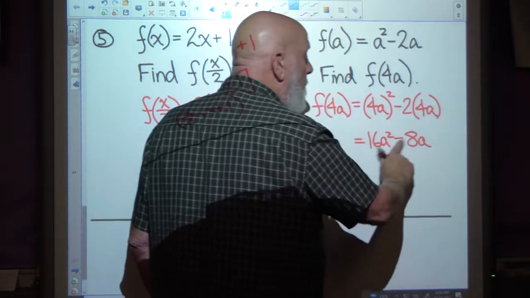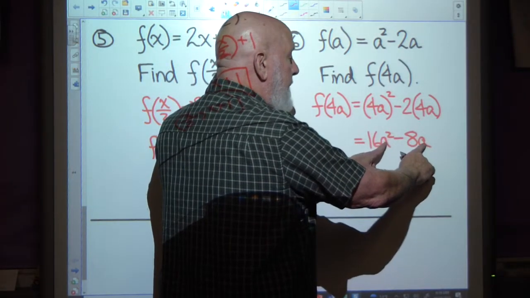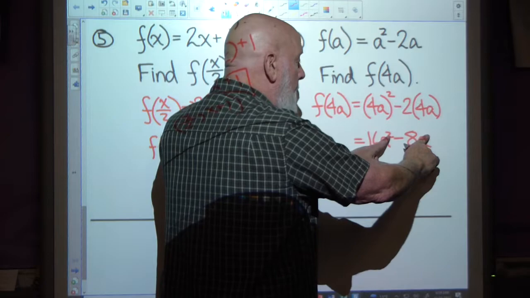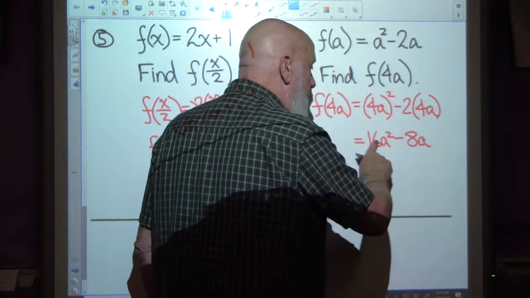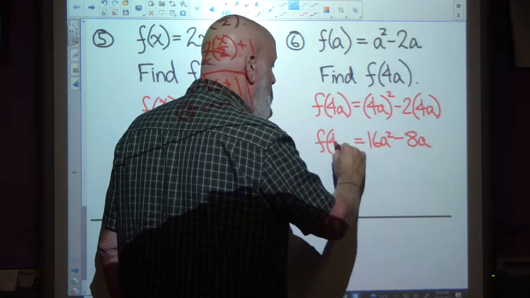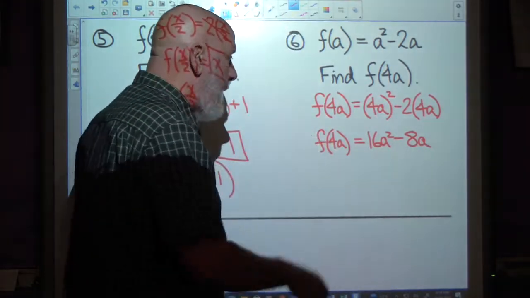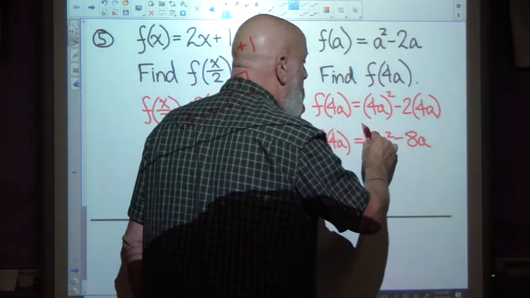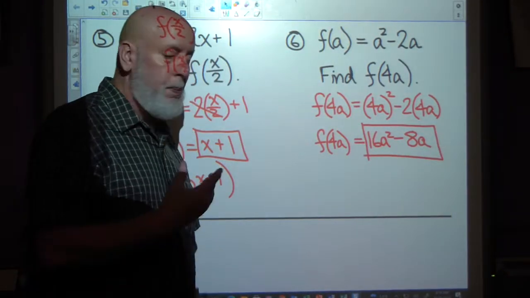These are not like terms, so I can't combine them. Like terms by definition have the same variable and the same exponent. These don't have the same exponent, so they're not like terms. I can't simplify that any further, so I would say that f of 4a is equal to 16a squared minus 8a, and this is what we were asked for. That's the response I would be looking for in a multiple choice scenario.